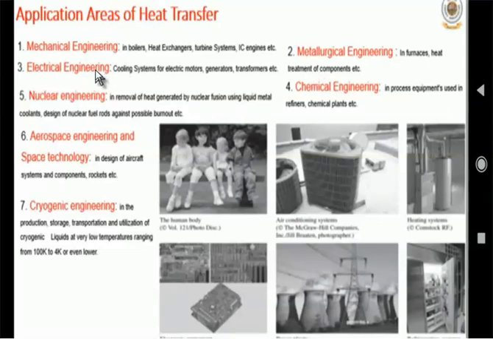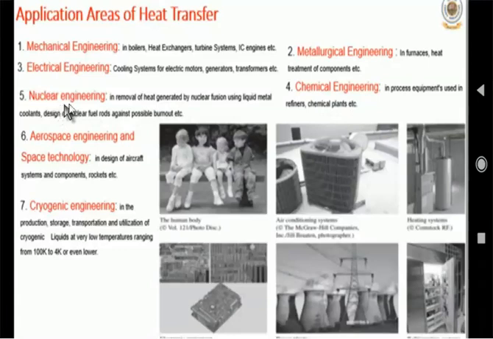Next one is electrical engineering, where you can use this in cooling systems for electric motors, generators, and transformers. Okay, and in chemical engineering, the process equipment used in refineries and chemical plants. You can use it in chemical plants.